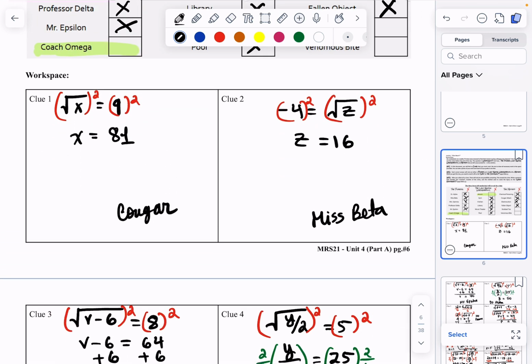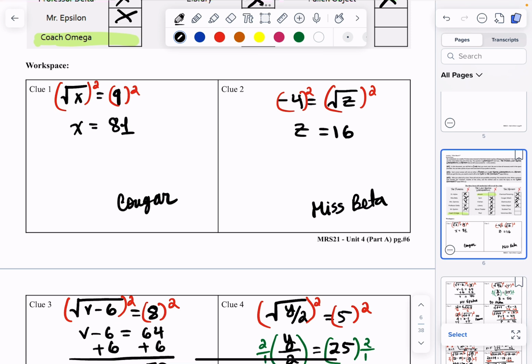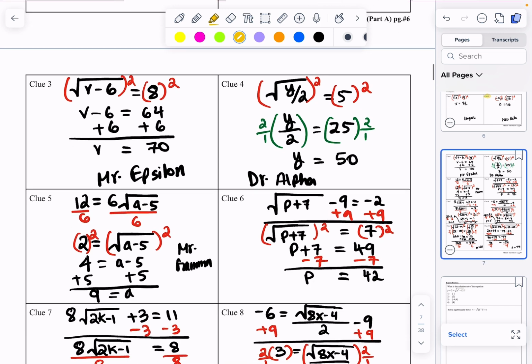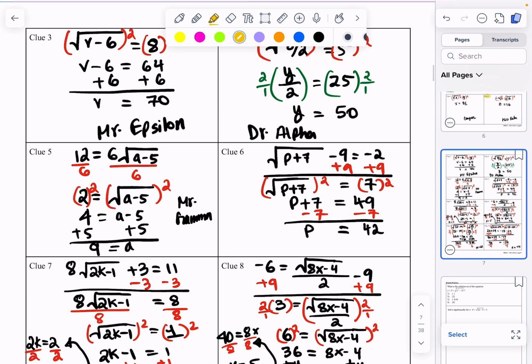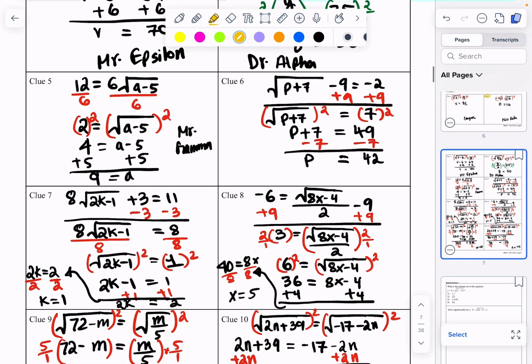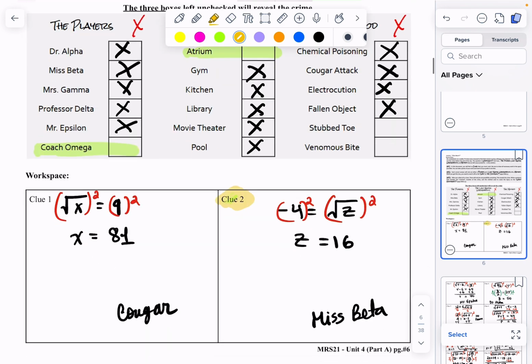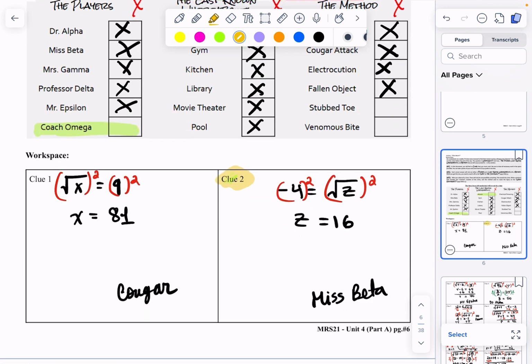So number 1, it was 81. It's correct. Number 2, I need to double check with the answer key. So let me highlight this one. And then number 3, we had 70, 50. Number 5 was 9. Number 6 was 42. Number 7 was 1. Number 8 was 5. Number 9 was 60. And number 10 was negative 14. So let me go back and double check for clue number 2. Clue number 2 is where I'm having an issue, but we can cancel out.